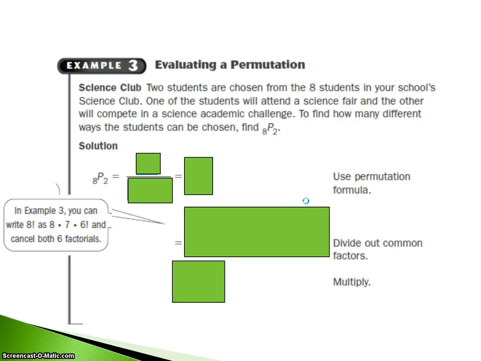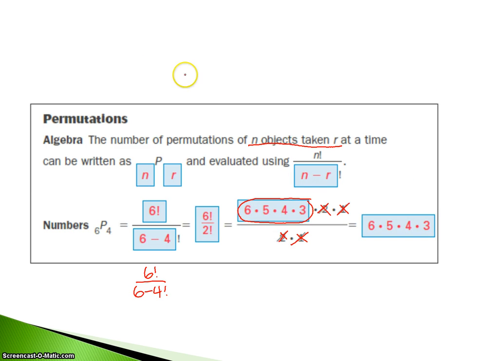2 students are chosen from 8 in your school science club. One of the students will attend a science fair and the other will compete in a science academic challenge. To find out how many different ways the students can be chosen, find 8 permutation 2. Again, how many total objects? That was 8. Again, this is your n objects. And then 2 of them are chosen, so this is r, taking r at a time.